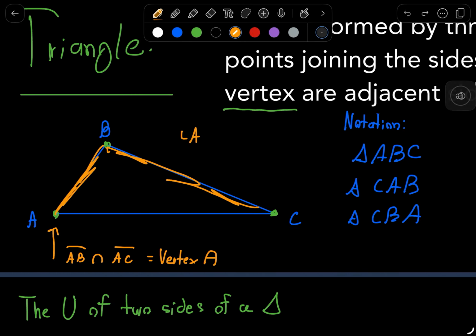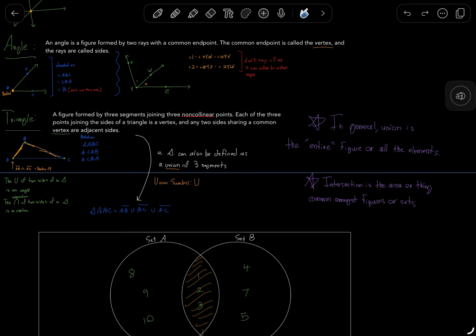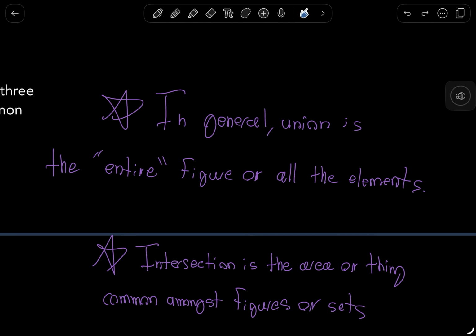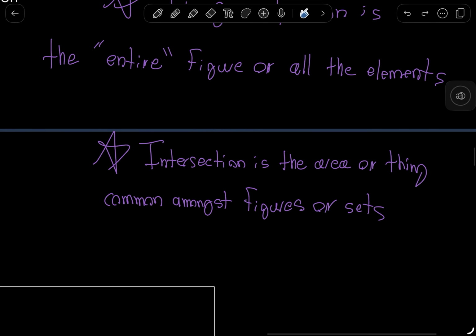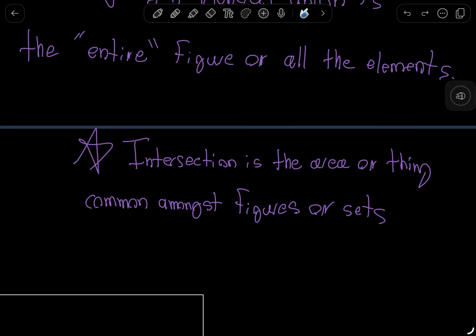So to sum it up, in general, you can think of union as the entire figure, or like what you get when you combine and merge all the elements together. And you can think of an intersection as the area or region that's common between the distinct figures that you're given. So again, it's the area or thing common amongst figures or sets.